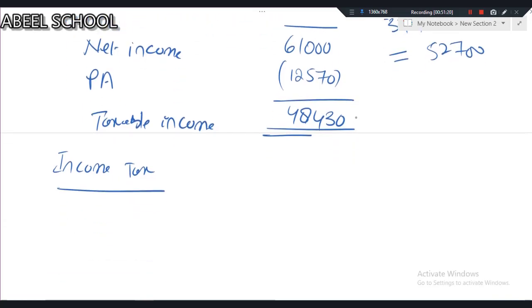which means that the basic rate band limit is now not 37,700. Now it has become 52,700 because of the gross PPC of 15,000. Simply, the entire income falls in the basic rate band, which is a non-saving income, 48,430. Just take 20% of this.